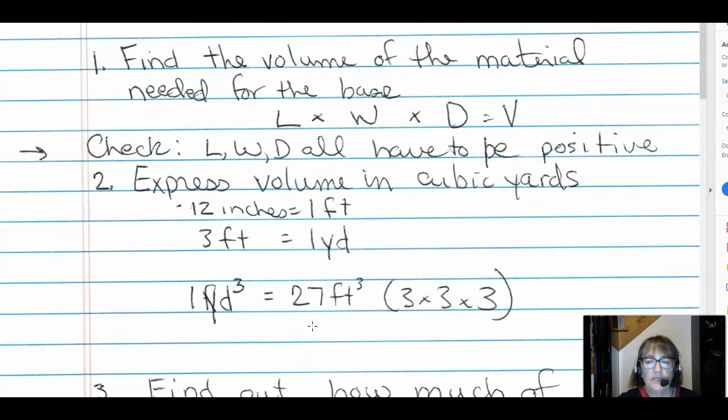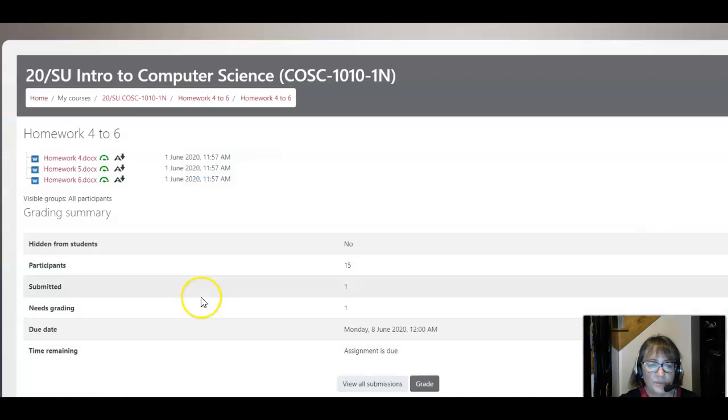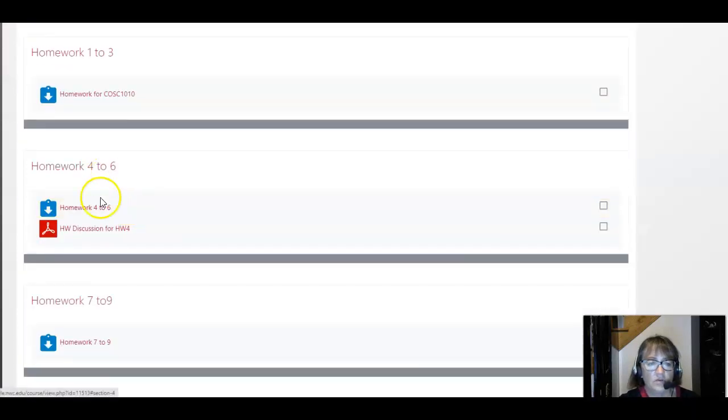But for me, like I said, I put this sheet, it's actually a 2-page file, on our Moodle page. See if I can find it over here, and I will put this video right underneath it. So if you go to homework 4 to 6, this is the file that I was just referring to, so you can have a copy of that.